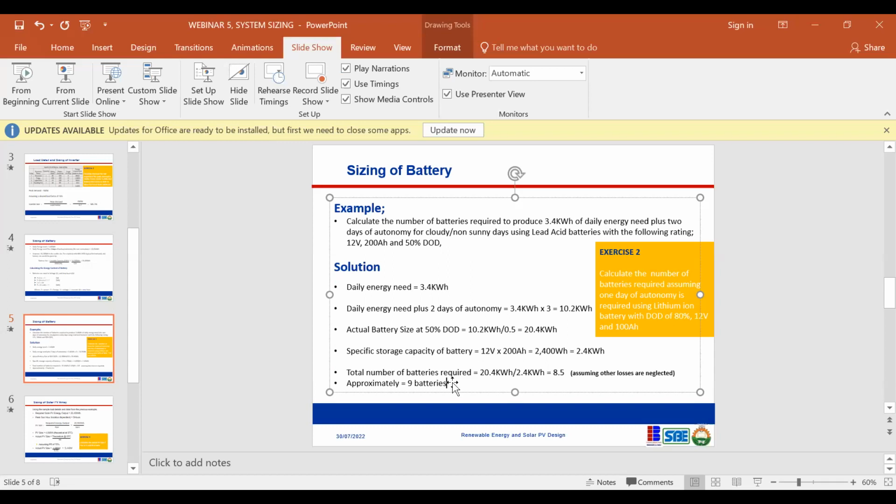Okay, so assuming that the system we are designing is for a 24 volt system, then we cannot use 9 batteries. This becomes 10, or we go down to 8. I don't know if you understand that. Yes. Okay, great. So now we know the number of batteries that we need. We need 10 batteries to store 20.4 kilowatt hours of energy. So we now know the number of batteries we need. We have determined the size of the inverter, and now we have also determined the size of the battery that we need.